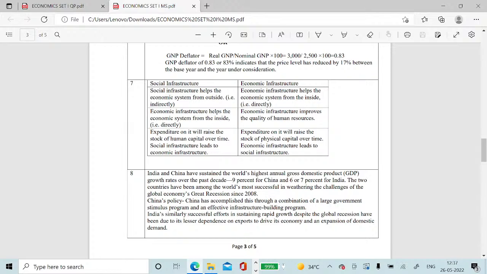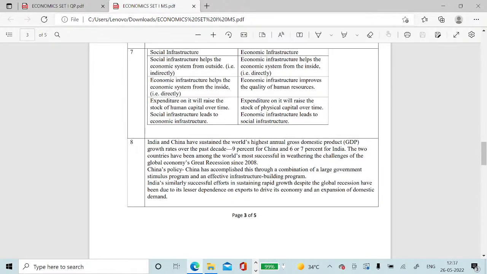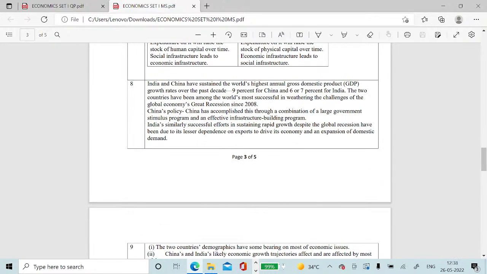Social infrastructure leads to economic infrastructure. Expenditure on economic infrastructure will raise the stock of physical capital over time. Economic infrastructure leads to social infrastructure. This means both are complementary and supplementary to each other.